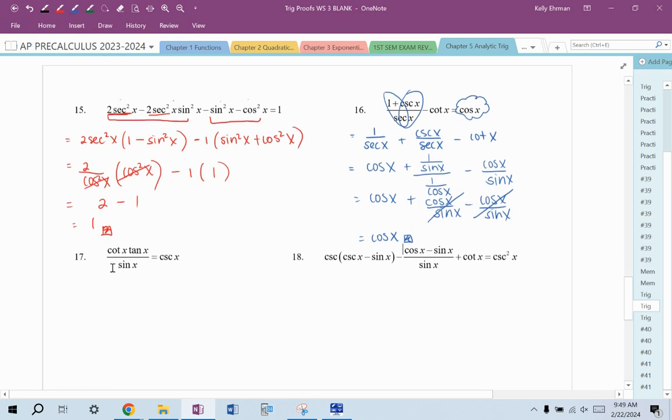Now, 17 is not a Hart method because there's no addition or subtraction in here. So it's not this. That would be wrong. You do have to be careful of that.